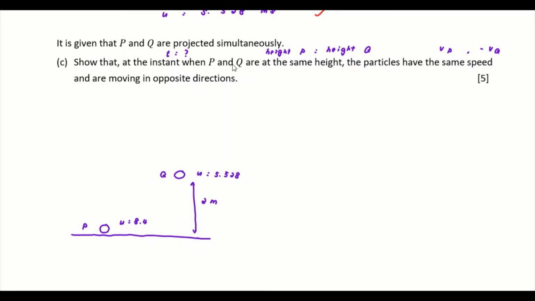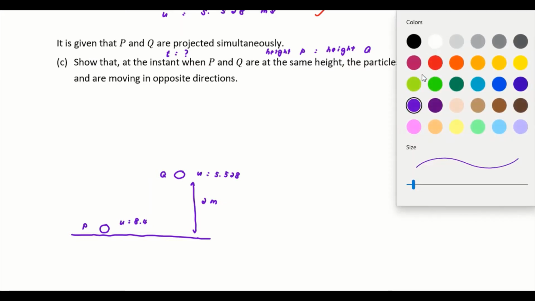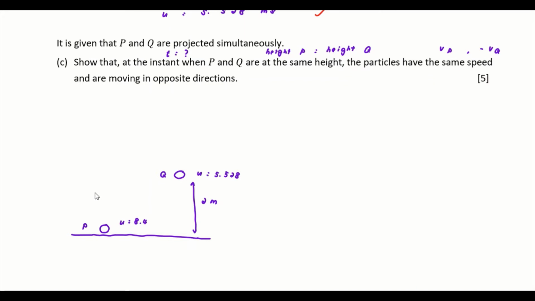When we say that P and Q are at the same height, does it mean that the displacement is the same? The idea is it is not. Why is that so? Because when we say the displacement is the same, it means, for example, if P is displaced 1 meter, then Q is displaced 1 meter as well, because their displacement is the same. So what happens here is that Q is here, P is here. Are they at the same height?